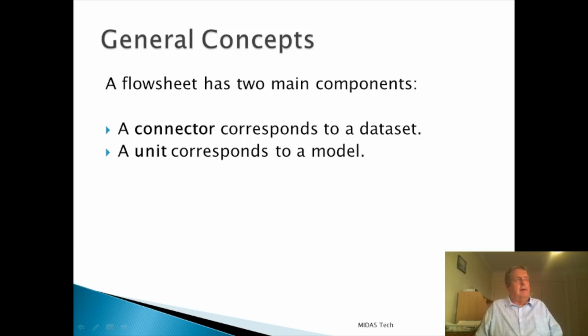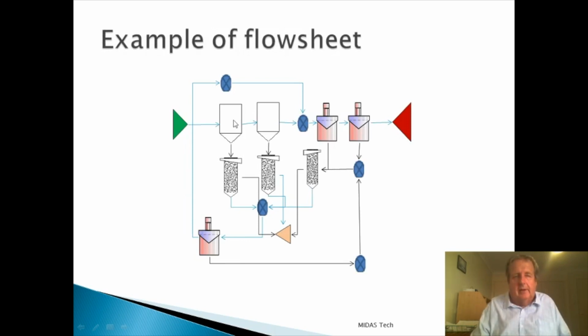So a flow sheet has 2 main components: a connector, which connects shapes, and that corresponds to a data set. A unit corresponds to a model. So here, that's a shape. In this case, it's a cyclone. We would have a model for a cyclone. This is the same shape as that, so they would use the same model. We don't reconstruct from scratch the same model for the same shapes. That defeats the whole purpose. So at one point we'll have a model for this shape, and as we construct the flow sheet, it's used everywhere in the flow sheet.